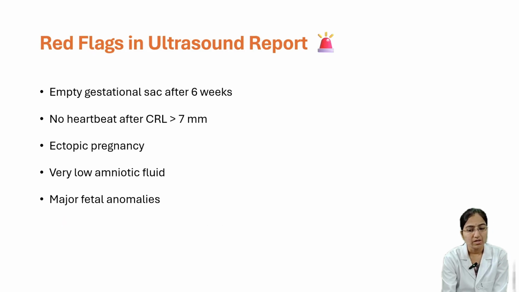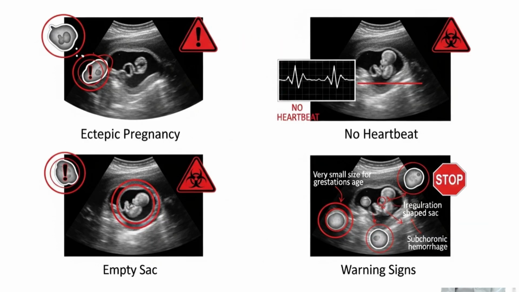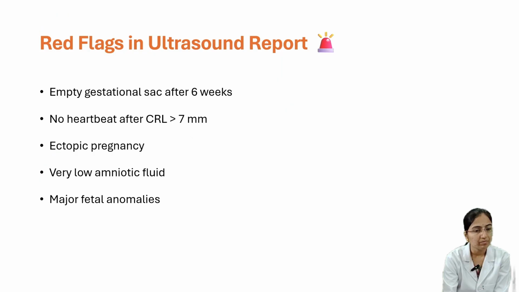We'll see red flags in an ultrasound report. Here, these are specific findings that suggest serious underlying pathology or conditions. The red flag signs are an empty gestational sac after 6 weeks, and no heartbeat when the crown rump length is greater than 7 mm. And also if you find ectopic pregnancy, very low amniotic fluid, and major fetal anomalies.